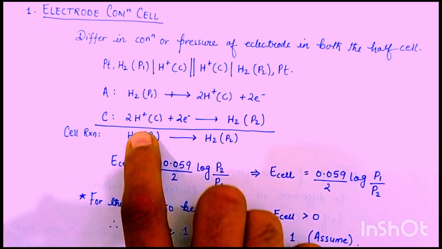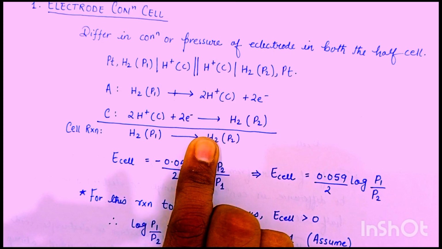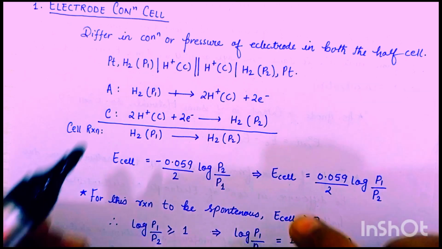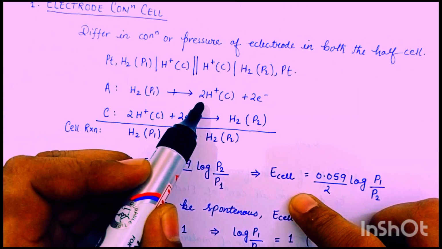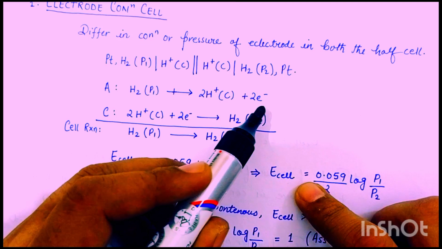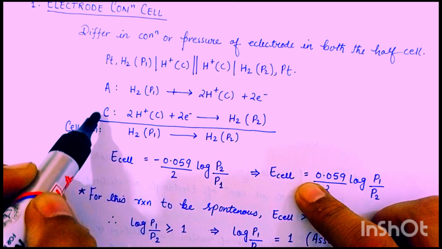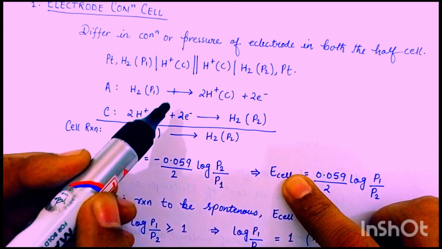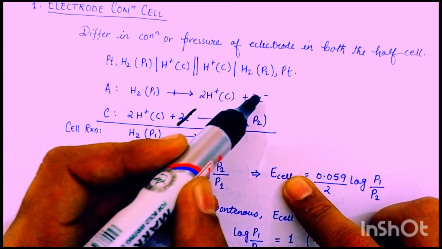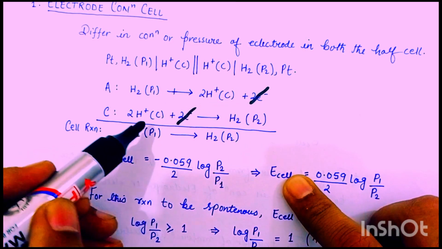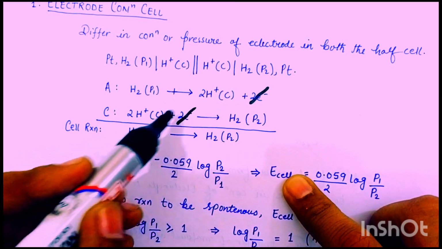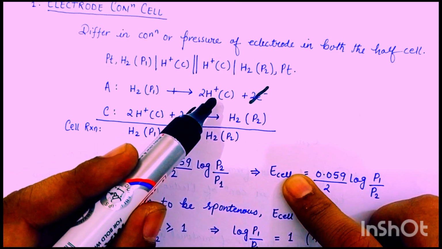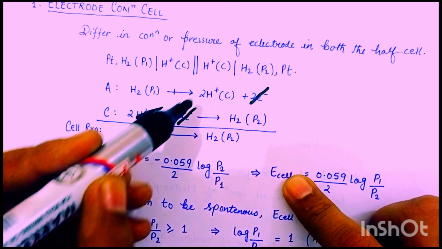So hope you understand. This cell representation can be written in this form. And you can see that H2 at P1 pressure results in 2H plus ion plus 2 electrons at the anode. Similarly, the reaction is reversed at the cathode, 2H plus plus 2 electrons gives H2. You are seeing that the electrons are on opposite sides, so they will be cancelled out, as well as the 2H plus ion and 2H plus ion with the same concentration will cancel out. If the concentration were different, then you could not cancel them. So this also cancels out.